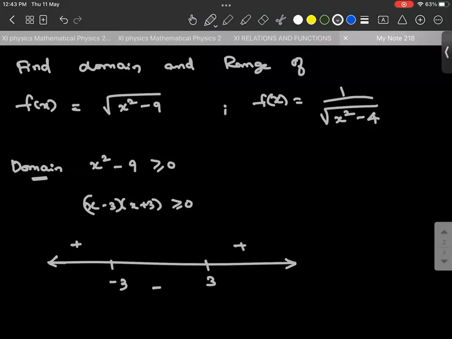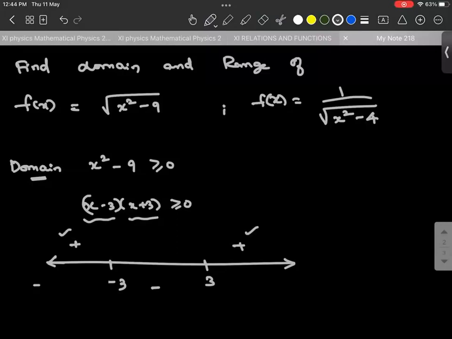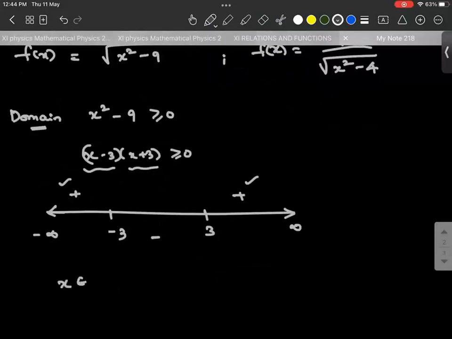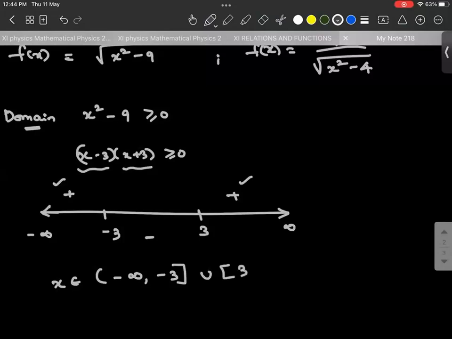So what is it telling me? For x minus 3 into x plus 3, I need to choose only those values of x where I get a positive output. So where do I get the positive output? I get it where x belongs to minus infinity to minus 3, and minus 3 is included, union 3 to infinity. How did I say minus 3 is included? Because I used greater than or equal to. So did you understand this answer for the domain? Okay, sir.